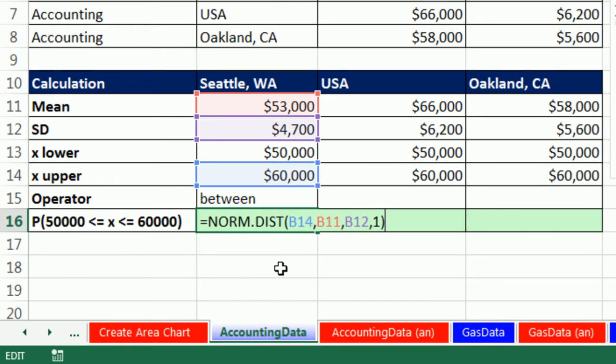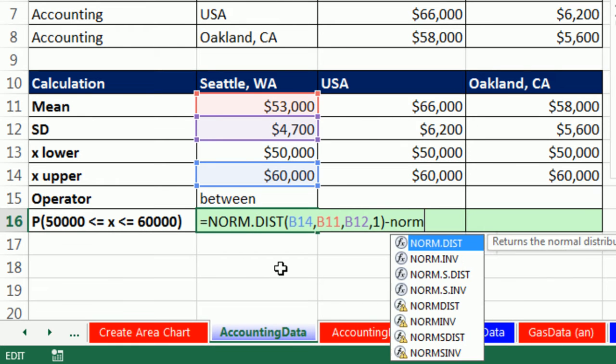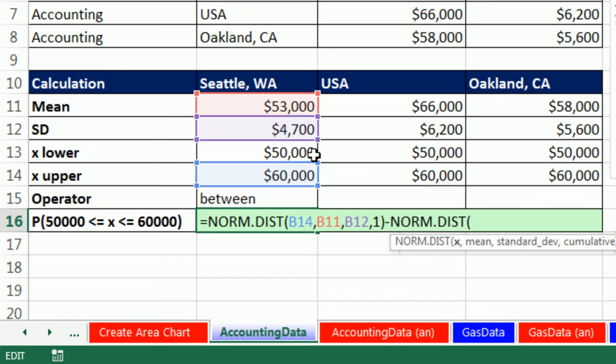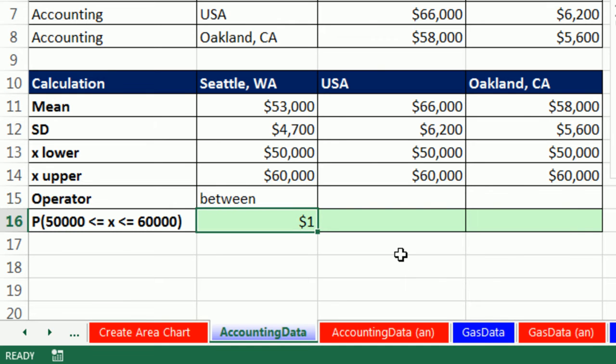But now I need to subtract NORM.DIST. And the second x will be the lower x, comma, the mean for Seattle, comma, the standard deviation for Seattle, comma, 1, close parentheses. All of those are relative cell references. So when I Control Enter, I get number formatting as a fallout. That is pulling that number formatting there. That's a currency with no decimal showing.